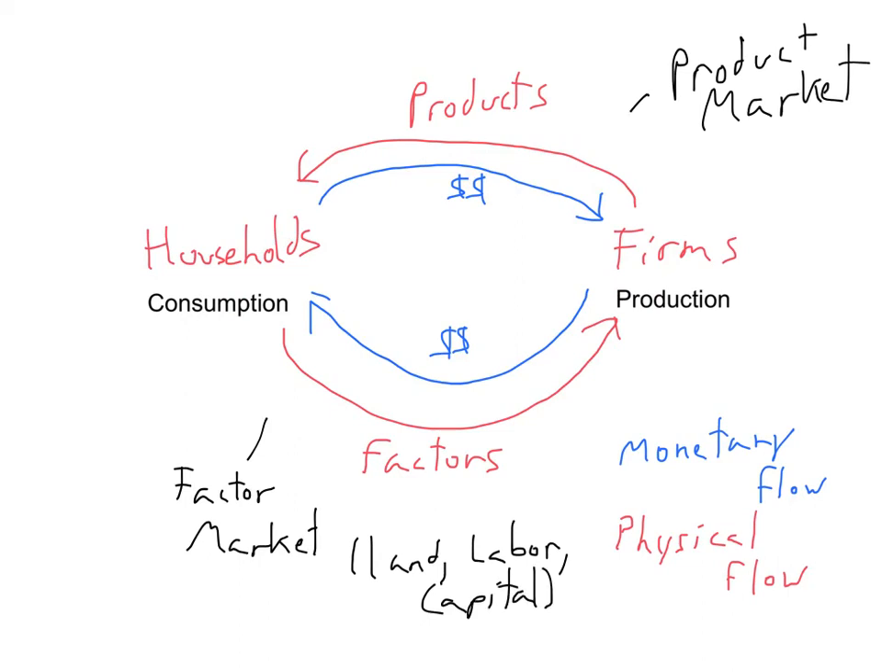This circular flow diagram is kind of a model for what a market economy looks like. We have product markets and factor markets, and we have a monetary flow, a flow of money, and a physical flow, a flow of goods and services and factors through the economy. We have households that consume things, and we have firms that produce things.